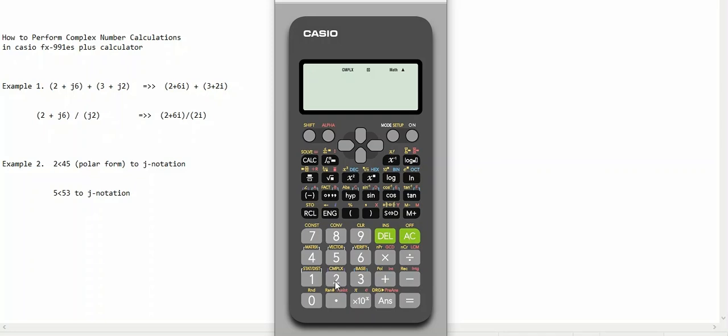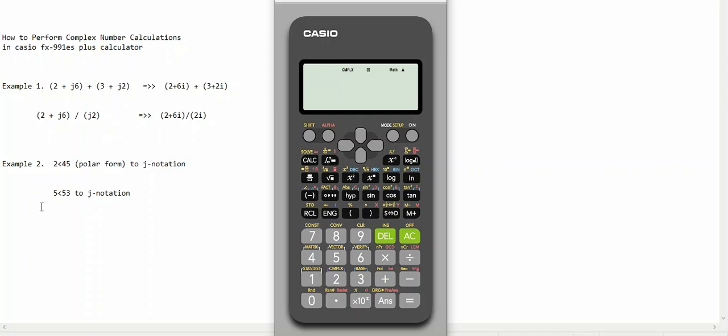So I'll type this out: 2, and now to get our angle, we use shift of this, then we can type in the angle here. The angle here is 45. If I press equal to, it's going to give us the corresponding j notation for this particular answer. Then I will do one more example, and then I'll show you how to convert from the j notation back to the polar form using your calculator.